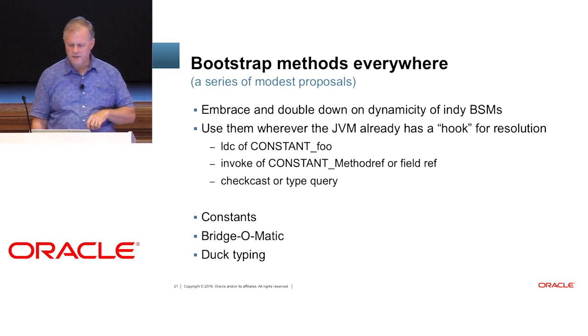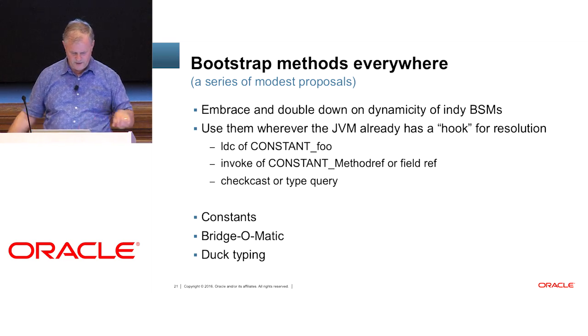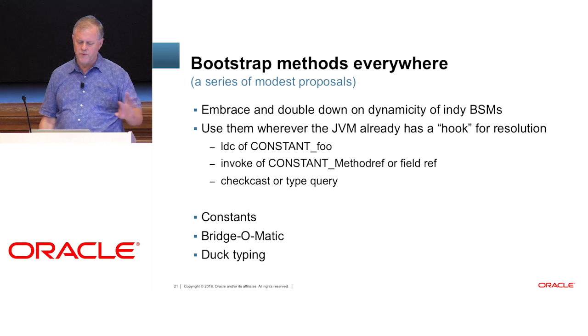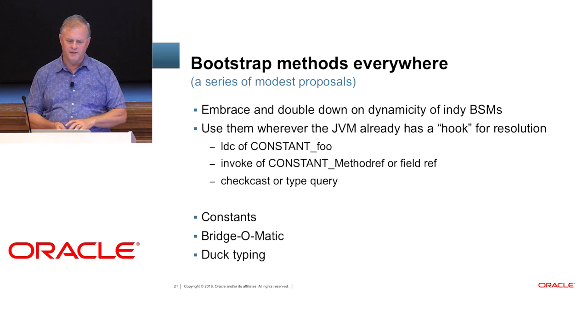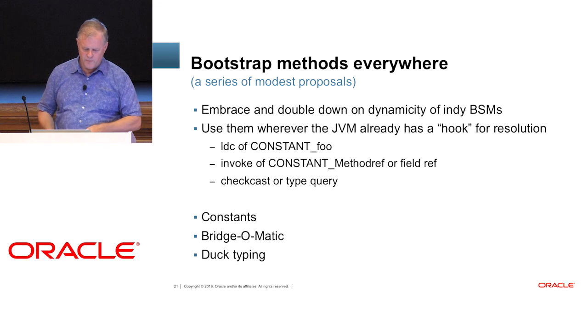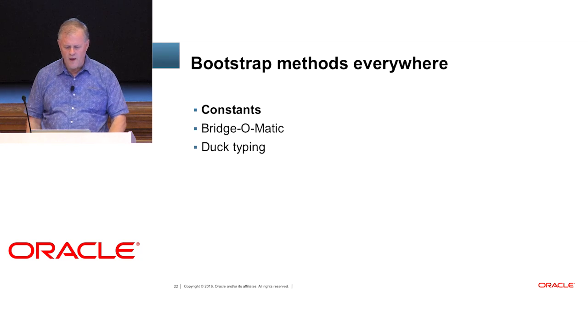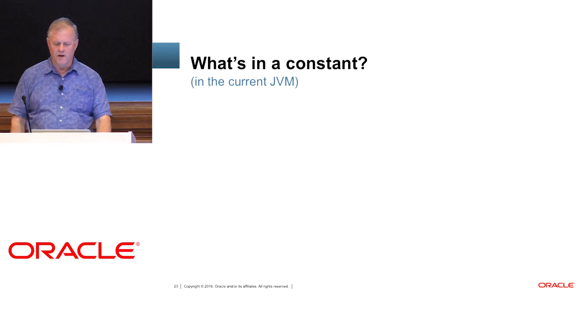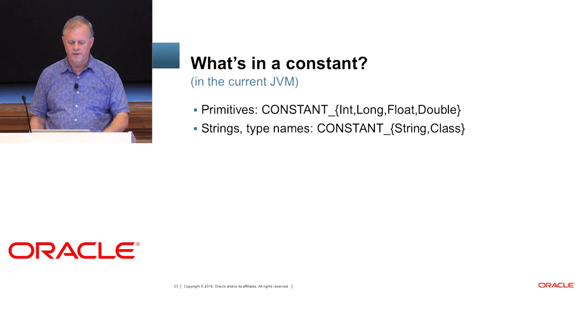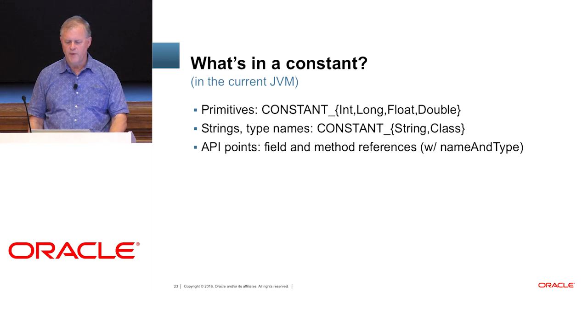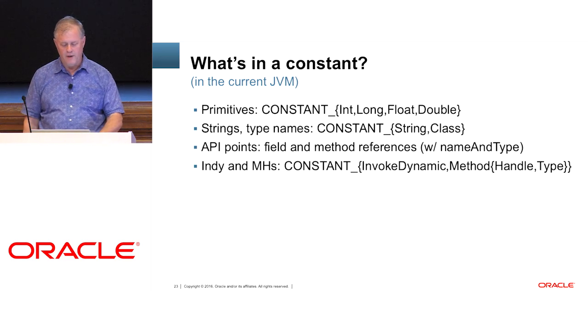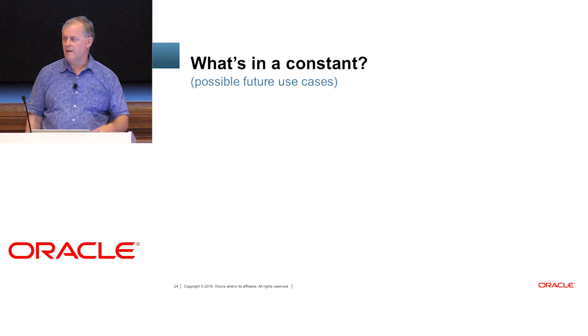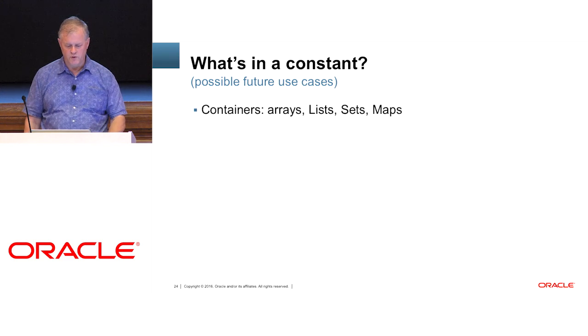So this leads me to, and this is where my slides are getting backwards, but this leads me to three items: constants, bridge-o-matic, duck typing. Ready for the fast presentation? First of all, what's in a constant? Well, primitives, strings, classes, method handles, for Valhalla, so the things that Brian was showing.